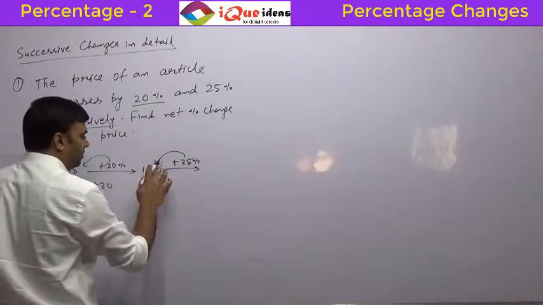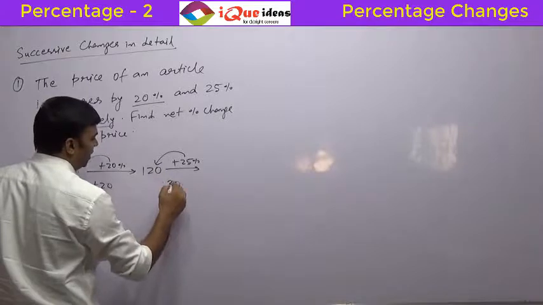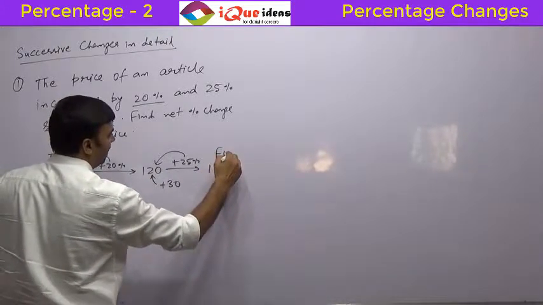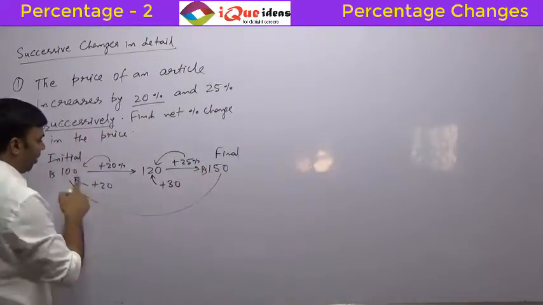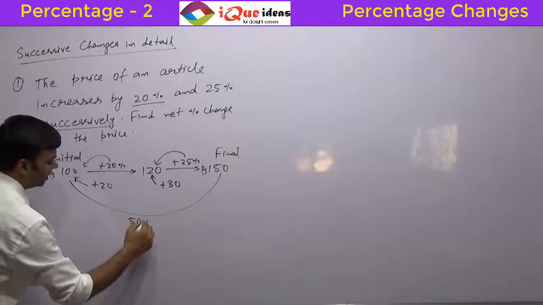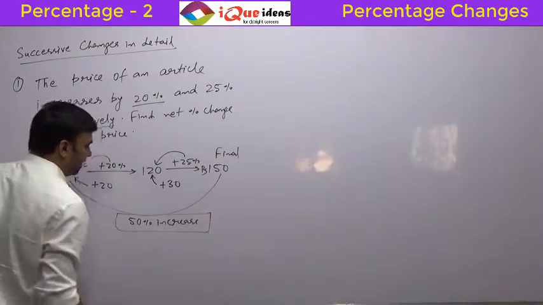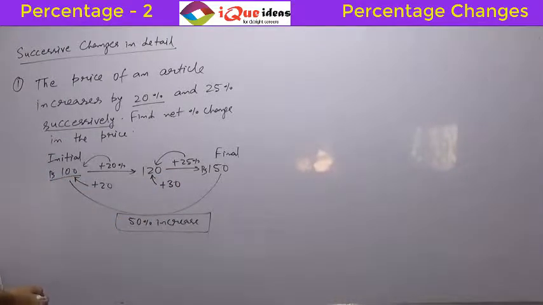So 25% of 120. Now 25% of 120 is 1/4 of 120, which is 30. 30 is added to this, so it becomes 150. 150 is the final value. As you can see, from 100 to 150, the net change is 50. On a base of 100, it is a 50% increase. So the answer to this question is straight away 50% increase.